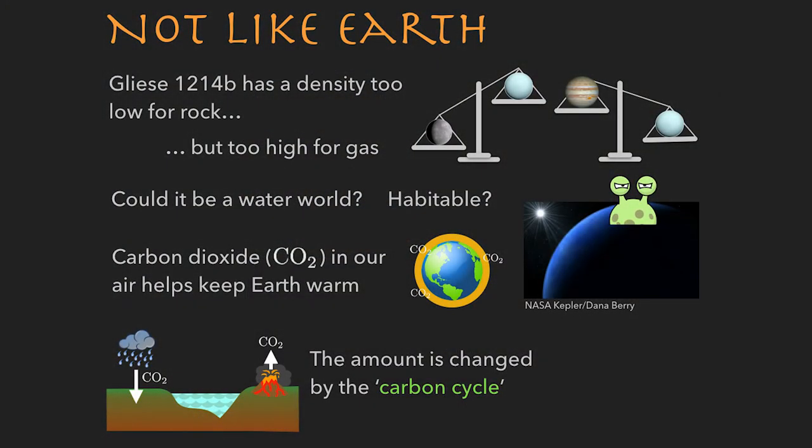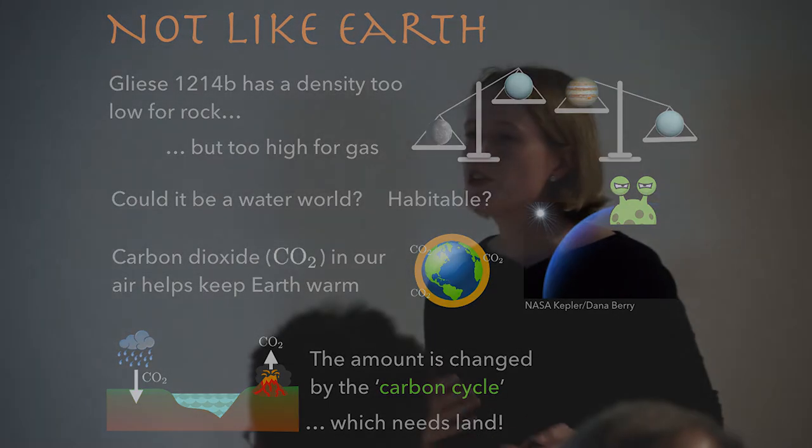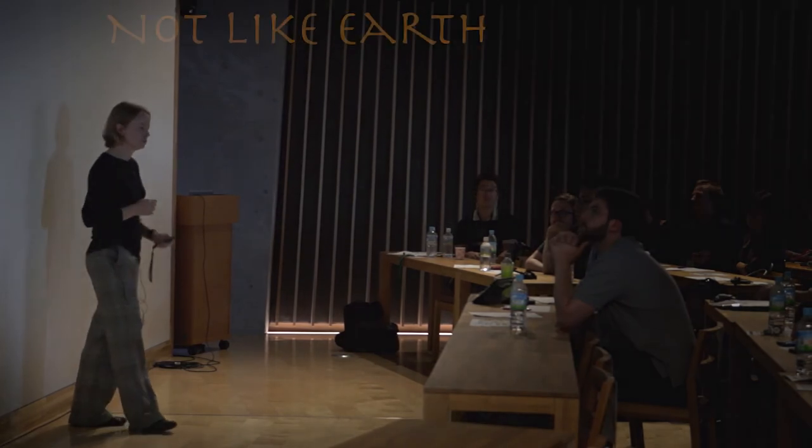If we don't have a carbon cycle, because carbon cycles need land, you have to get exactly the right amount of radiation hitting the planet, which becomes a lot less likely and means the planet is not resilient to slight changes in the amount of radiation it's receiving. So we're unsure whether a water world could indeed be habitable.